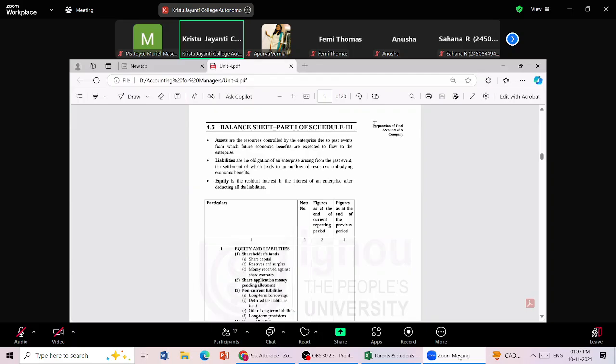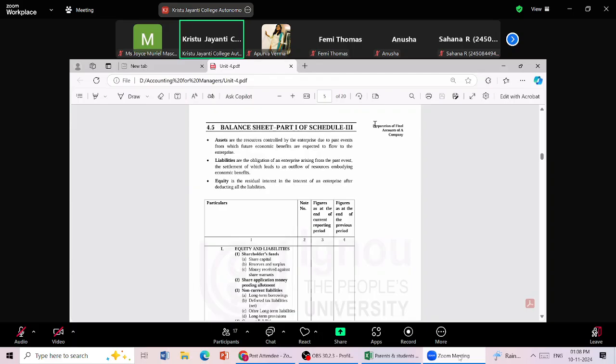So here you have the major three area items. What we have is assets. Assets means the events which you expect to flow from the enterprise, and liability means that which leads to an outflow of resources. Say, for example, you are making a payment or anything like that, that is an outflow. And equity is the residual interest of an enterprise after deducting all your liability.